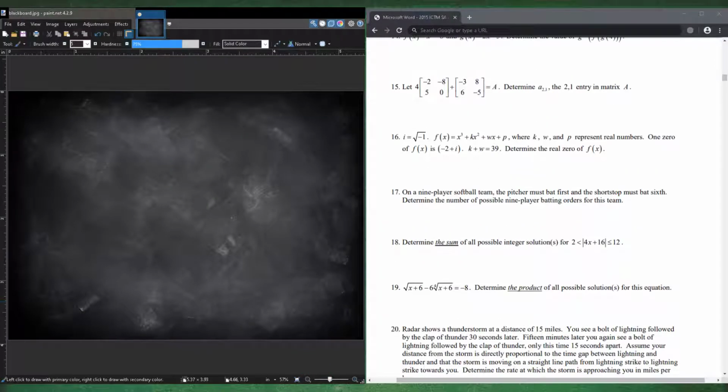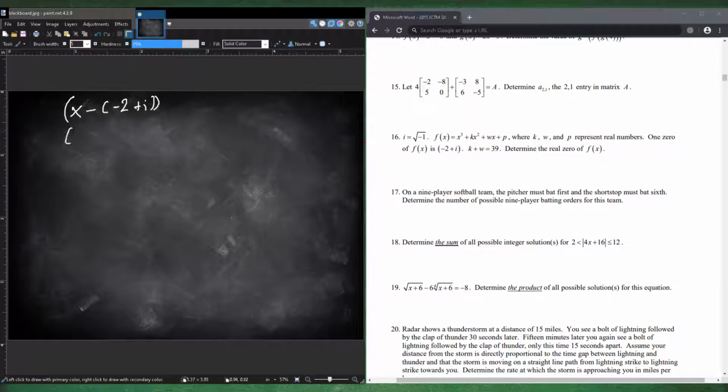Okay, number 16. i equals the square root of negative 1, and f of x equals x cubed plus kx squared plus wx plus p. So they're all real numbers. One of the zeros is negative 2 plus i. So we could just write that, negative 2 plus i. So that's one of our roots.